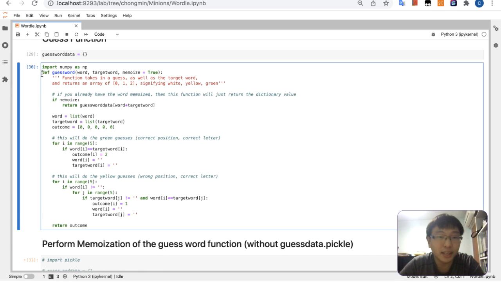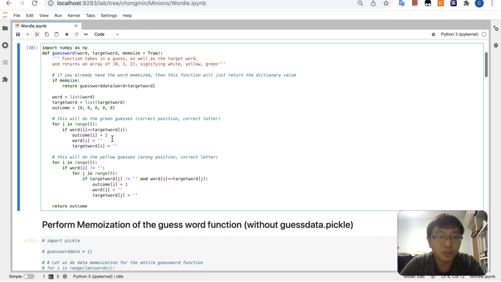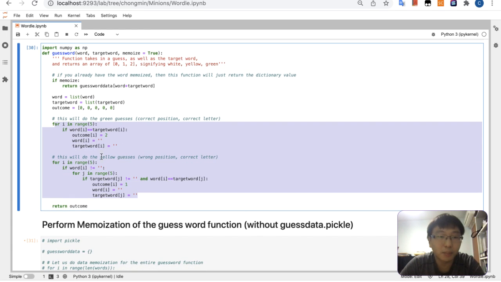We have this function called guess word, which basically returns an array of 0, 1, or 2. White means unmatched character and unmatched position. Yellow means the character is correct but the wrong position. Green means correct character and correct position. So this is the code that actually does the comparison.